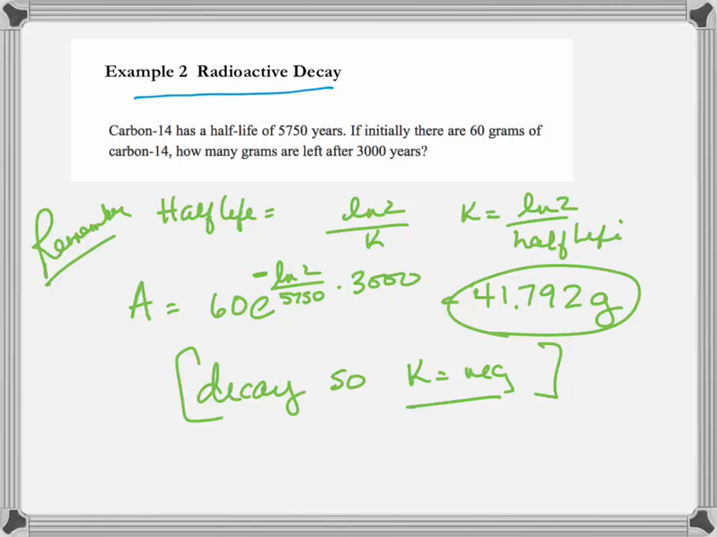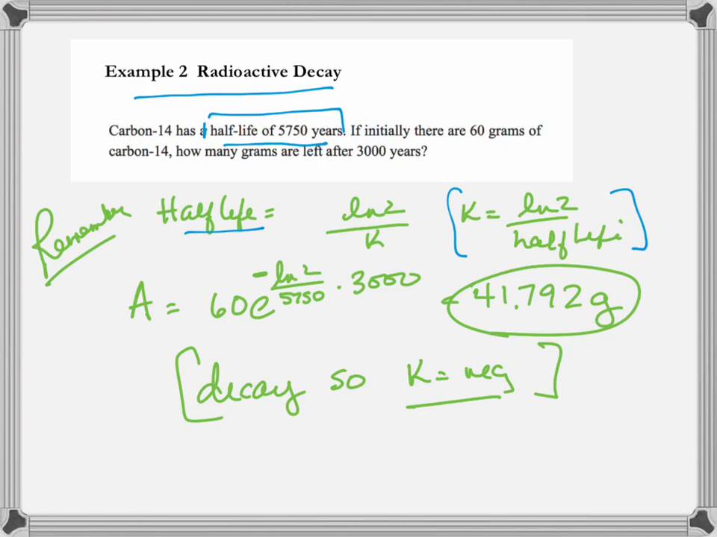Example 2 is radioactive decay, and it's talking about half-life. Do you remember half-life? Half-life is ln2 over k. So we can figure out what k is because we're given the half-life. k is ln2 over half-life. Now, this is something you've got to memorize, guys, this ln2 over it. It's not that much because it goes both ways. Half-life is ln2 over k, and k is ln2 over half-life.